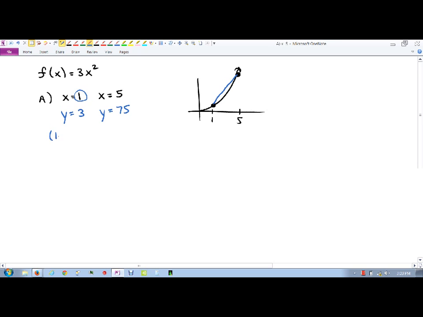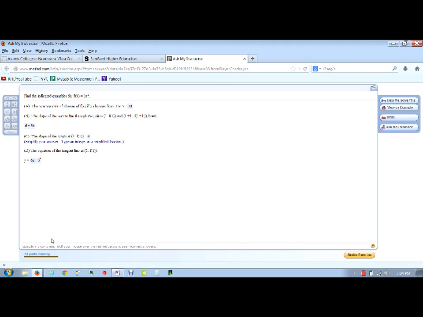So now we can look at these as points, ordered pairs, (1, 3) and (5, 75). And so the slope of a line through 2 points is going to be, let's see, if I label these x1, y1, x2, y2, then we could do y2 minus y1 over x2 minus x1. Okay, y2 is 75, take away y1, which is 3, all over x2, which is 5, minus 1. So we get 72 over 4, and I'm not sure how they want that answer, so let me just check real quick.